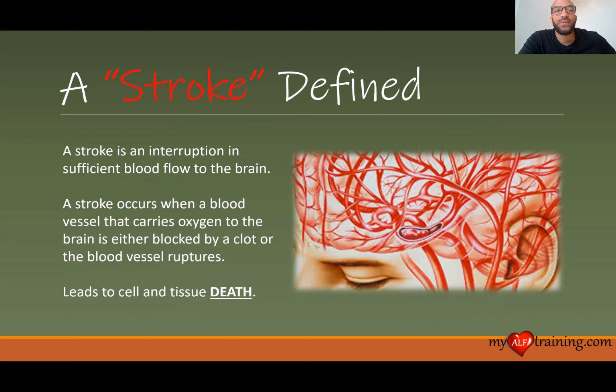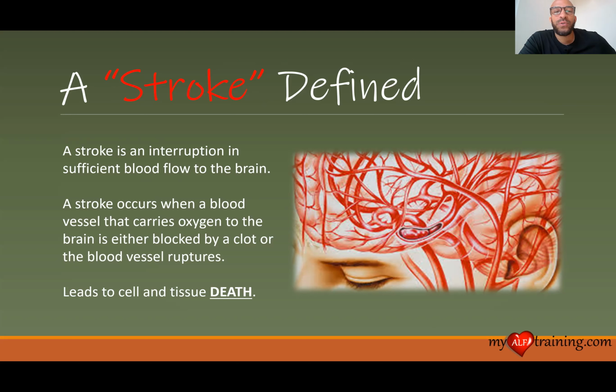Now, what causes this? What causes this interruption in blood flow to the brain? Well, this interruption is caused by a clot, or sometimes a blood vessel ruptures. Therefore, the blood is just spilling out into the brain matter and not transferring through the blood vessel to the places where it needs to be, because it's ruptured. So the interruption in blood flow is caused by a blocked blood vessel, by a clot, or simply because the blood vessel has ruptured and there's no channel for the blood to flow through anymore.